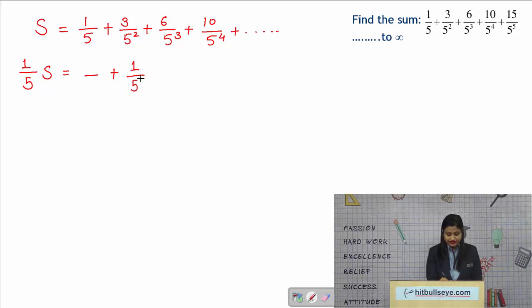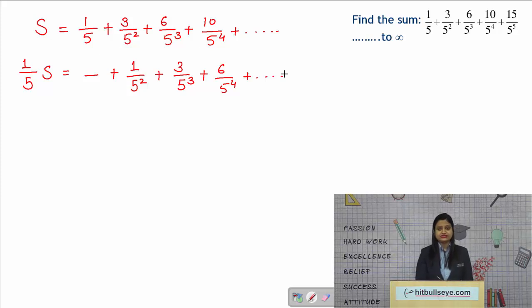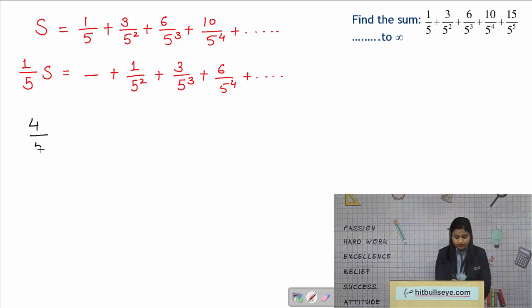We will write 1 by 5 square here, 3 by 5 cube, 6 by 5 raised to power 4 and so on up to infinity. Then we will take the subtraction. Subtraction will become 4 by 5s. First term as it is.